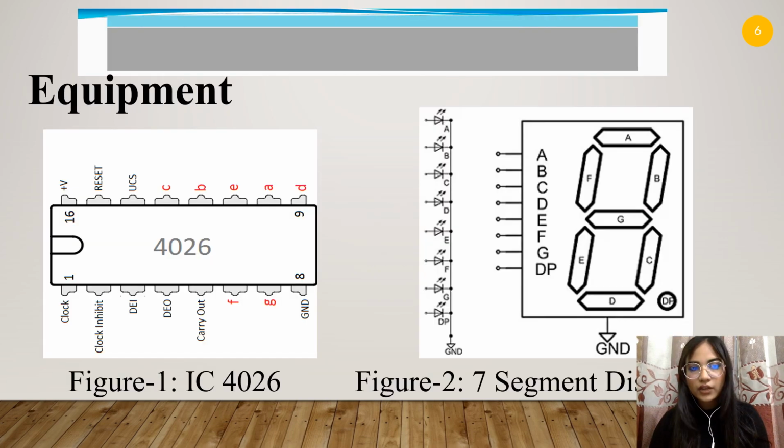In this circuit, we will discuss the equipment. There are two figures given. In figure 1, we will discuss IC 4026. What is an IC? An integrated circuit, IC, sometimes called a chip or microchip, is a semiconductor wafer on which thousands or millions of tiny resistors, capacitors, diodes, and transistors are fabricated.